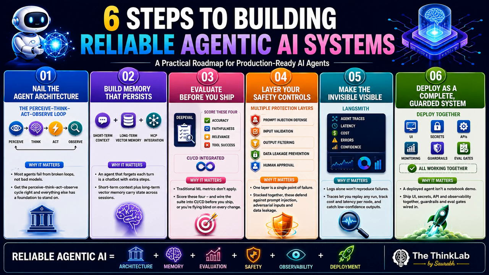First step is to build a strong AI architecture. Second is give your AI persistent memory. Third is evaluate your agent before deployment. Fourth is use multiple safety layers. And fifth is monitor everything, every tool. And finally the deployment, a complete system with proper security that should be monitored. If you follow these six steps, you can build AI agents that are reliable, scalable, and ready for real world applications.